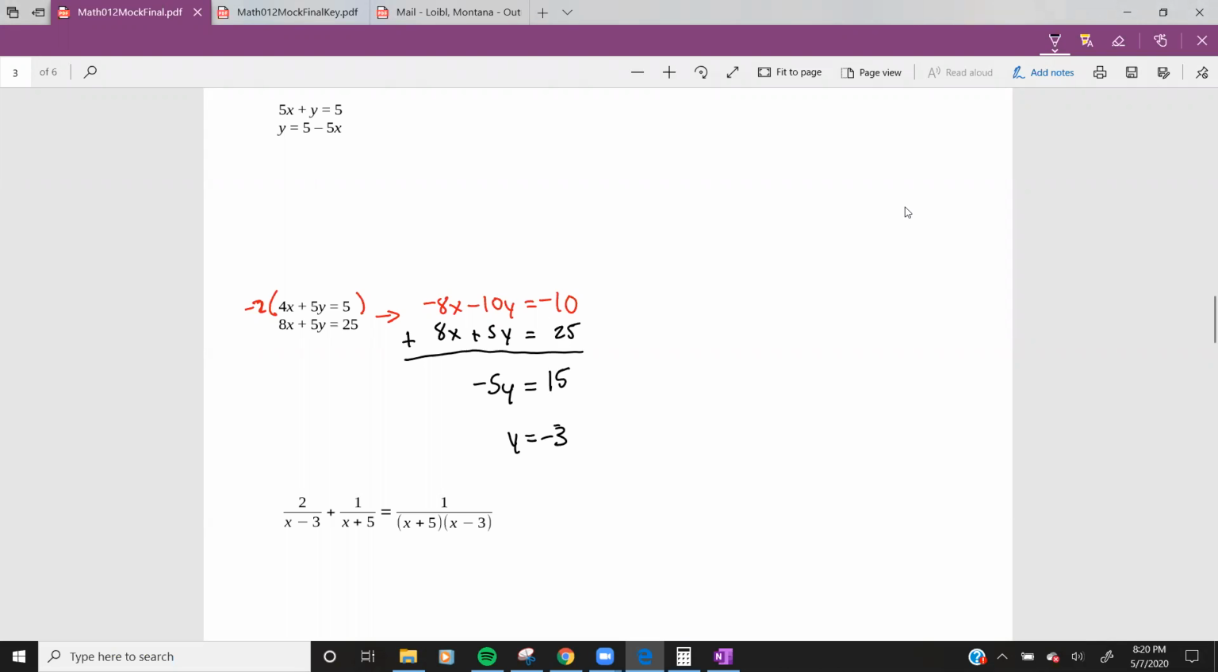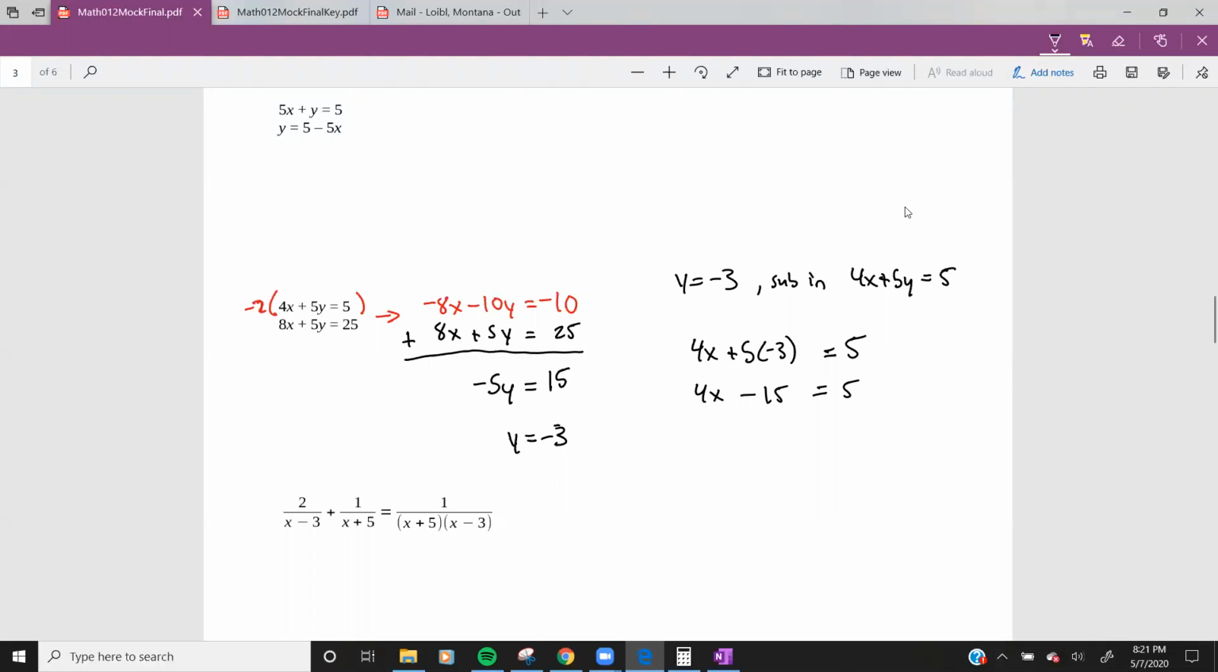Then you plug it in, right? Perfect, yeah, and you can choose either one to plug it into. I'm going to choose to plug it into the top one, 4x plus 5y is equal to 5. The numbers are a little bit smaller there, so it's a little more enticing to plug it into that. So y is equal to negative 3, and we're going to sub in to 4x plus 5y is equal to 5. All right, so we got 4x plus 5 times negative 3. That's equal to 5. So we get 4x minus 15 equal to 5.